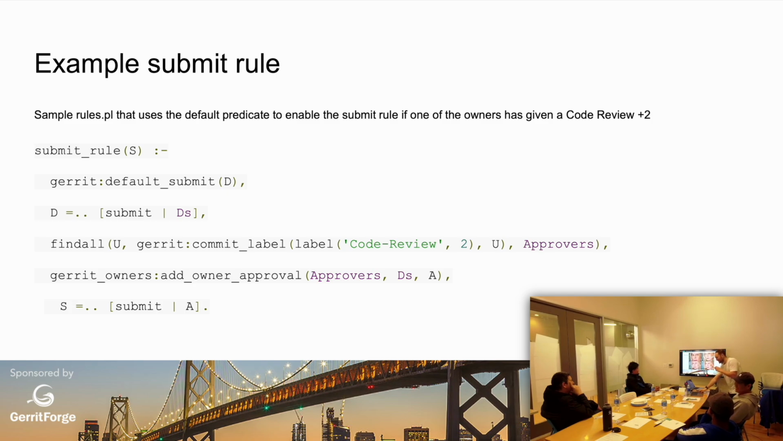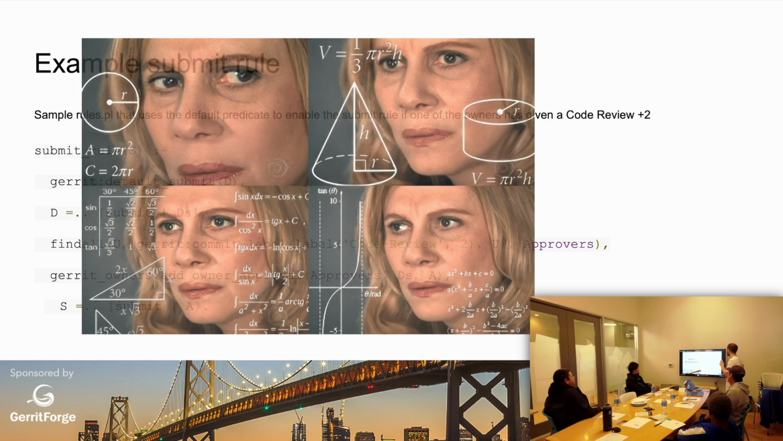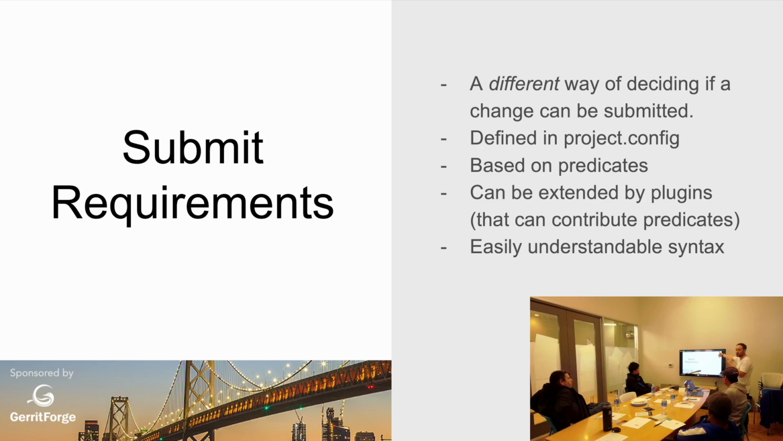This is why the Gerrit review project has moved on to submit requirements, which is the next shiny thing. This is nothing new, by the way. This has been around 3.6, so we're talking a few years at least. It's a different way of essentially achieving the same thing. They are defined in the project.config, not in rules.pl, and they're based on predicates, same as Prolog. And plugins can extend them. So you can have plugins extending your submit requirements as the owners and the code owners plugin do. It's a much more easily understandable syntax. We'll see that in just a few slides.